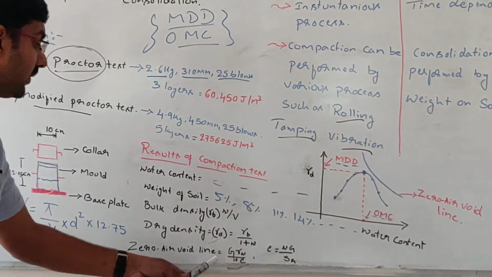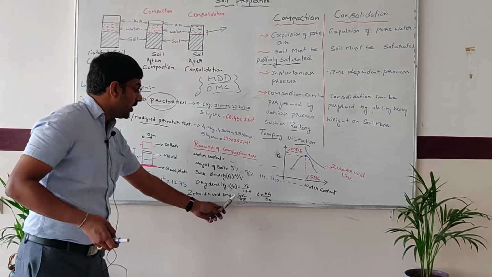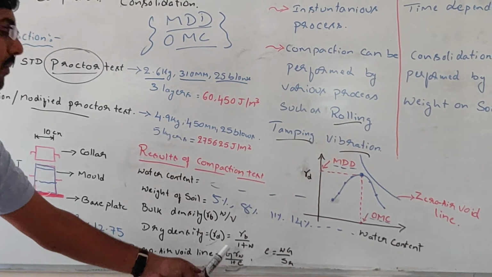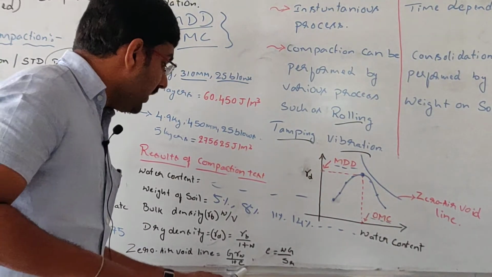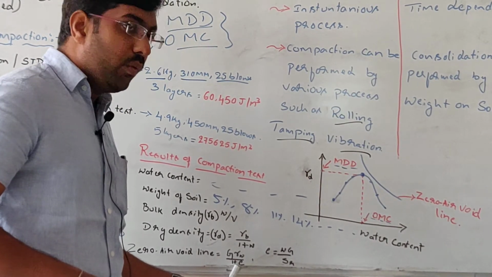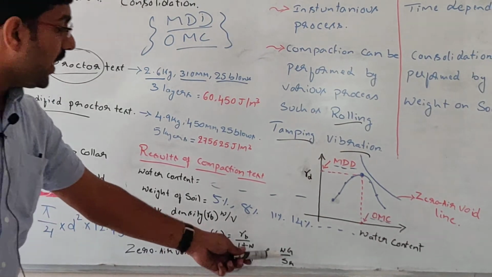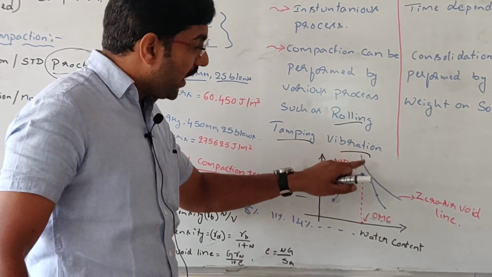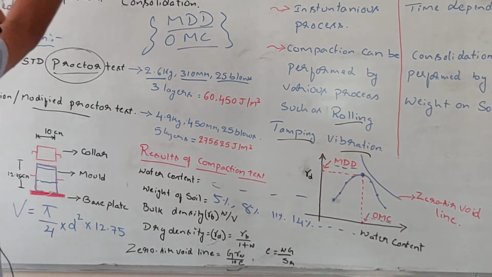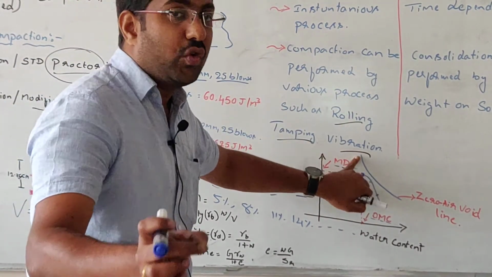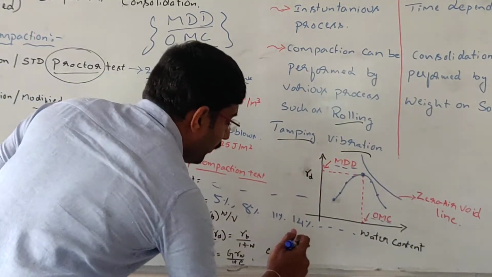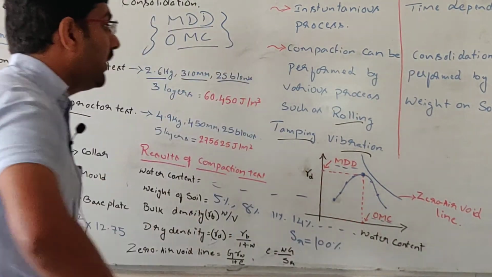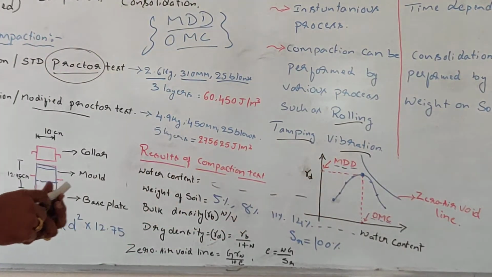And this zero air void line is calculated using this equation, where the dry density of a soil equals G gamma W over 1 plus e, where gamma W is the unit weight of water and e is the void ratio, which can be calculated as w G by S_r, where S_r is the degree of saturation. It is believed that when the compaction is done, all the air voids have to be replaced with water. It means the soil should be saturated. Hence we assume the degree of saturation in this case as 1, or in other words 100%. Then we substitute these values and calculate the zero air voids line.